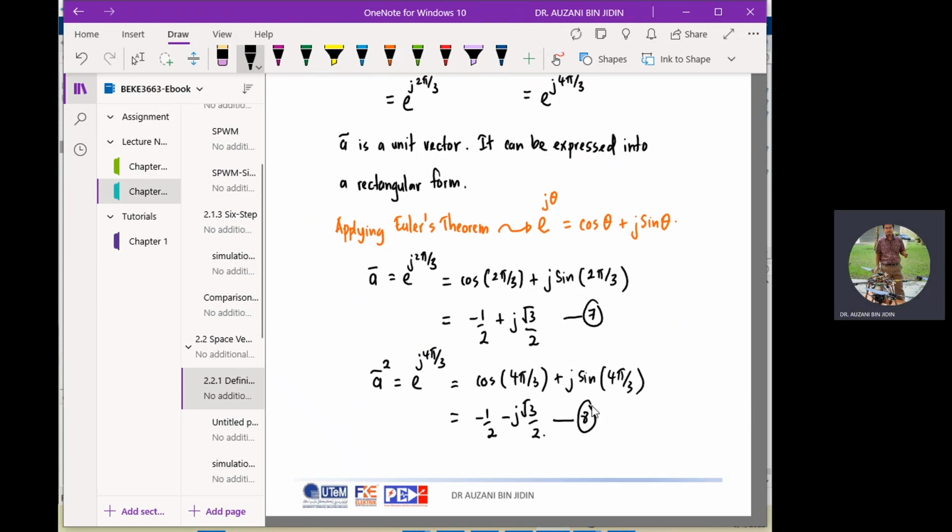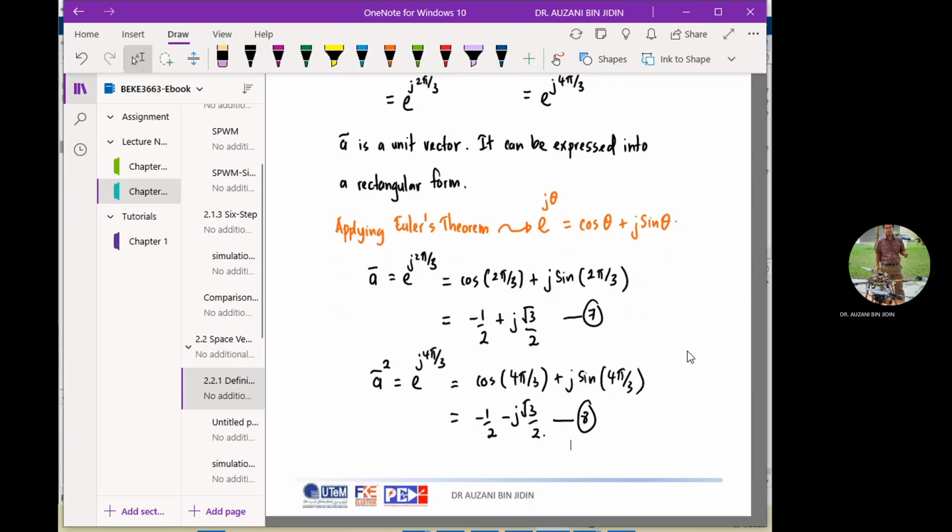For unit vector A and A power of 2, they have same real part, right? Minus half. Same magnitude for the imaginary part, but different in sign, because root 3 divided by 2 for the A power of 2 is minus j, so root 3 divided by 2.